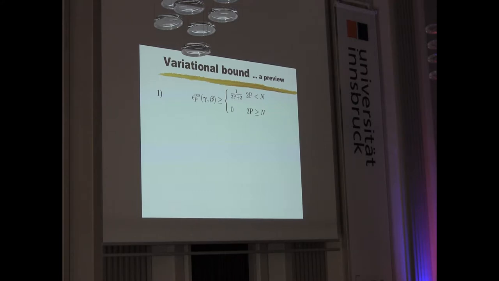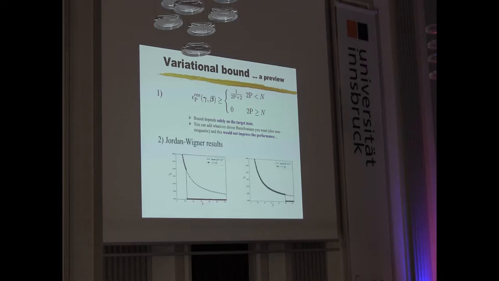If you argue enough around the proof, you will notice that the bounds really depend solely on the target state that you look at. So it's totally independent of the driver Hamiltonians that you might think of adding, with extra unitaries, or even non-stochastic ones. This would not improve the performance. The bound is strict. You don't go beyond that, which is a kind of nice thing.